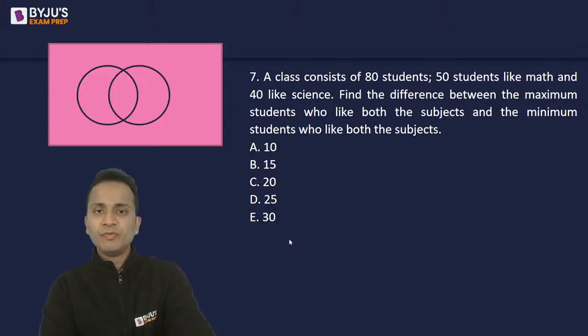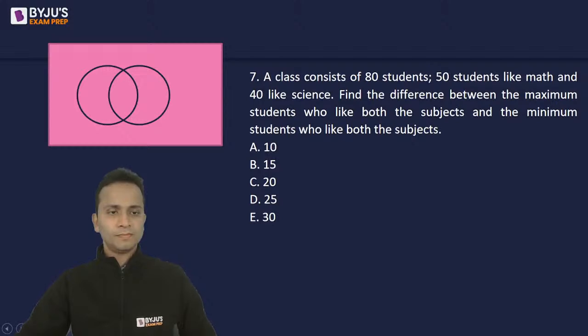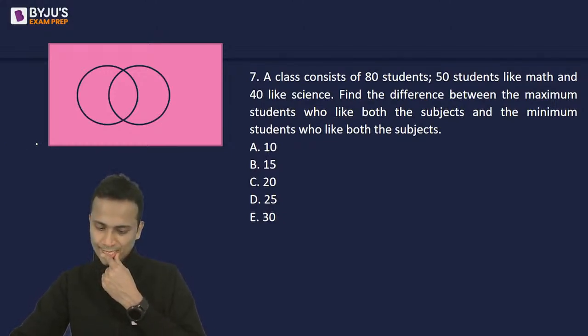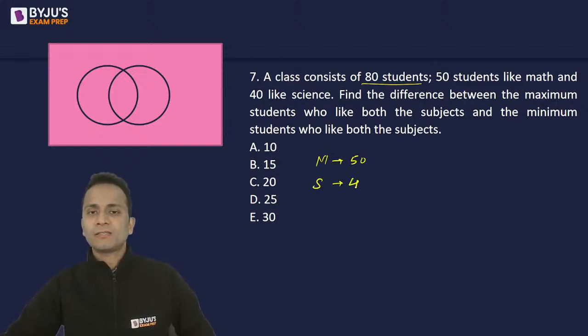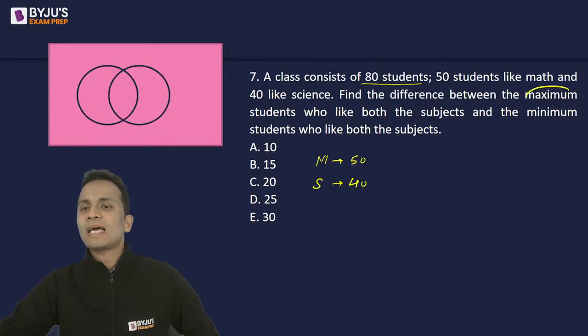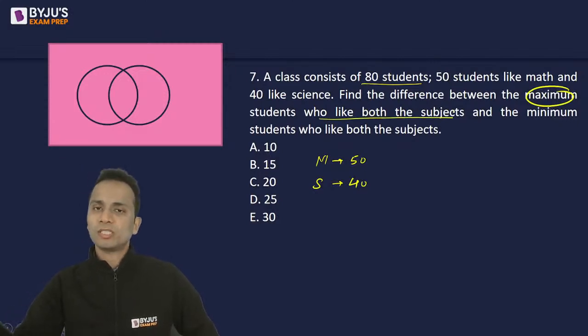So I've drawn an empty Venn diagram. Okay, so some answers, let's see. Now the class consists of 80 students, 50 students like maths and 40 like science. Now one by one, first of all, let's maximize the number of people who like both the subjects. Maximize the number of students who like both the subjects.